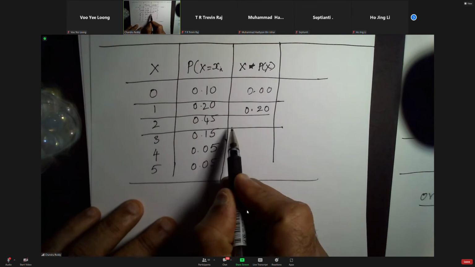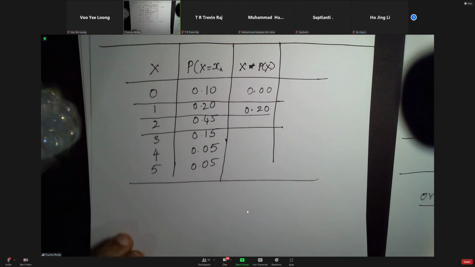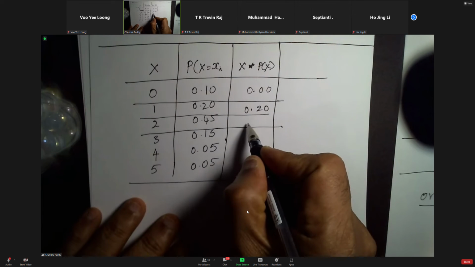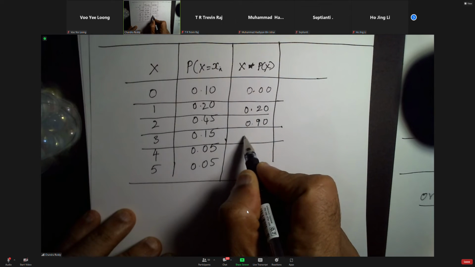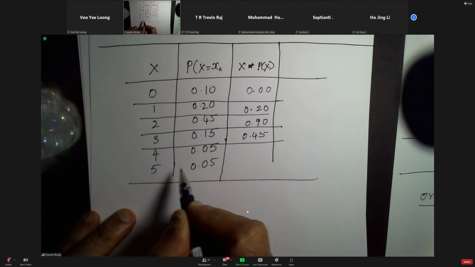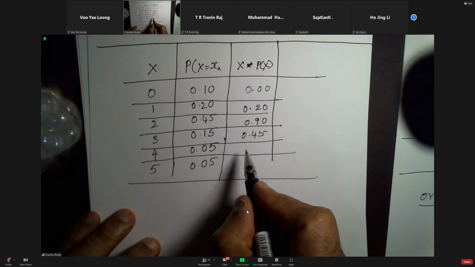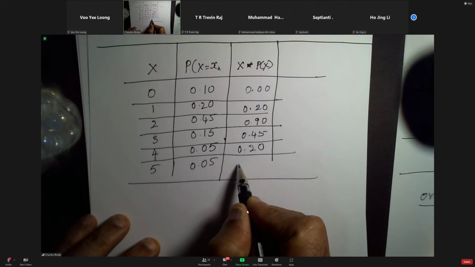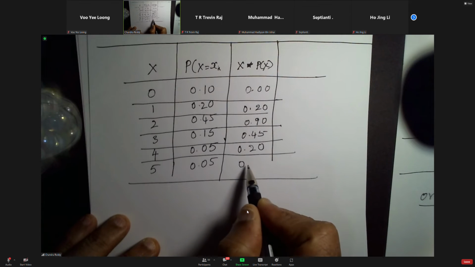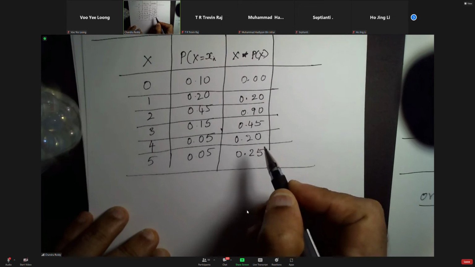Okay, so 2 multiplied by 0.45, how much do you get? Yep, 0.90. Then 3 multiplied by 0.15, so you get 0.45. Then 4 multiplied by 0.05, so you get 0.20. Then 5 multiplied by 0.05.